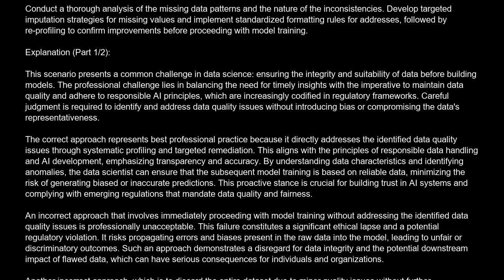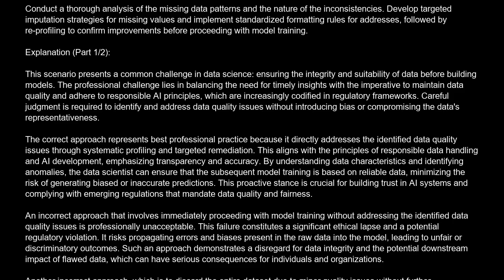The correct answer is A. Conduct a thorough analysis of the missing data patterns and the nature of the inconsistencies. Develop targeted imputation strategies for missing values and implement standardized formatting rules for addresses, followed by reprofiling to confirm improvements before proceeding with model training.